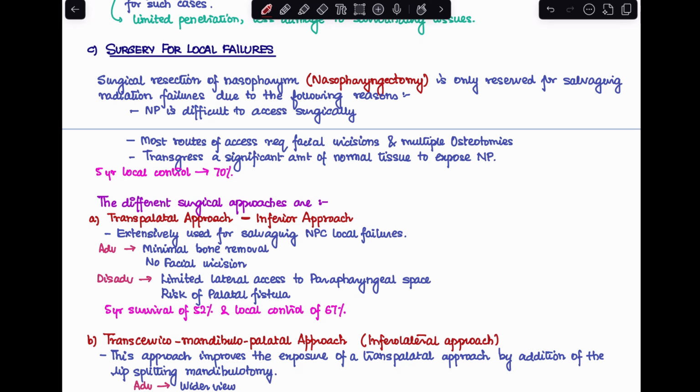Now, why do we keep surgery as our last ditch measure? Because nasopharynx is actually an area which is very difficult to access surgically, and most routes of access are very invasive. They require a lot of facial incisions or multiple osteotomies to be performed. That is why we try to treat it with radiotherapy. But in case we do need to perform surgery, we do have a lot of surgical approaches over here.